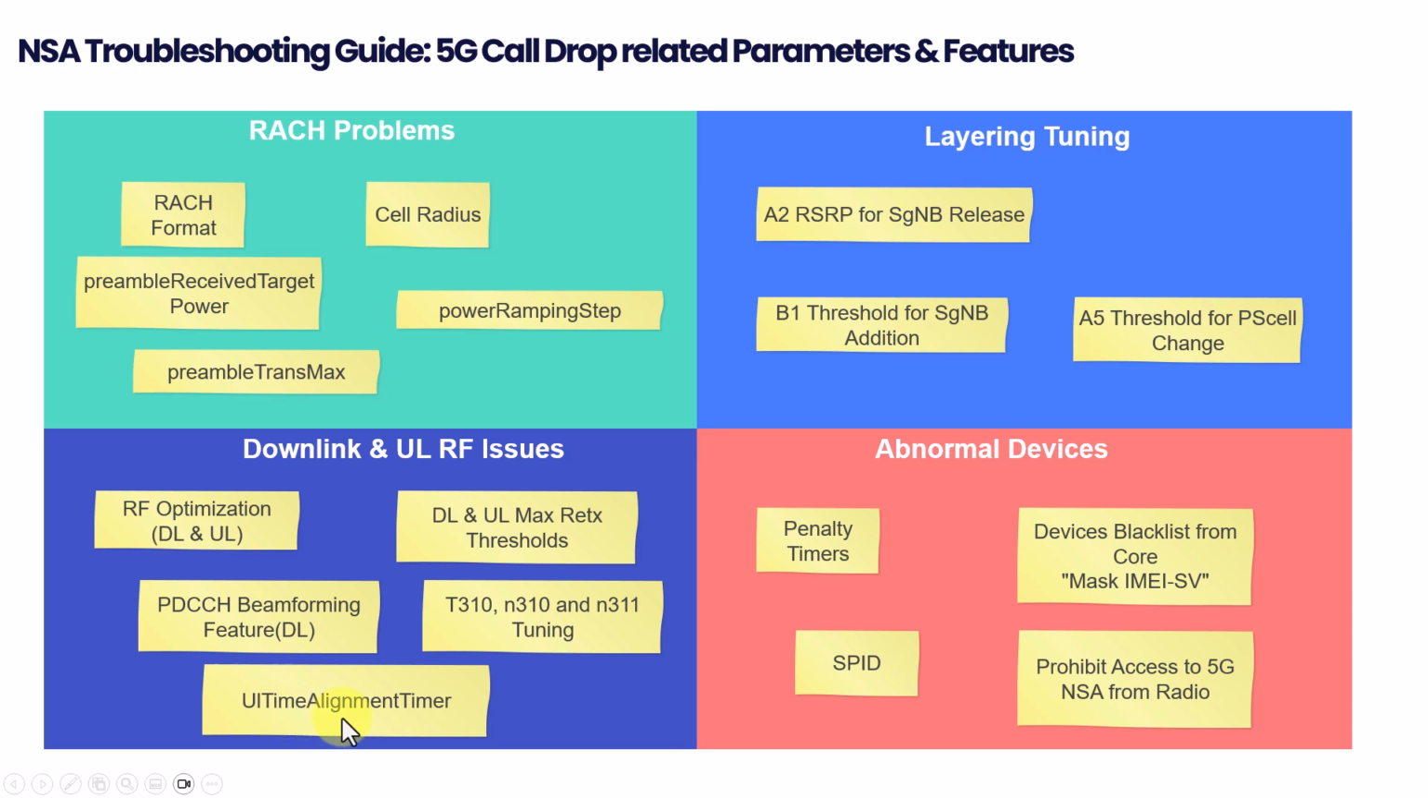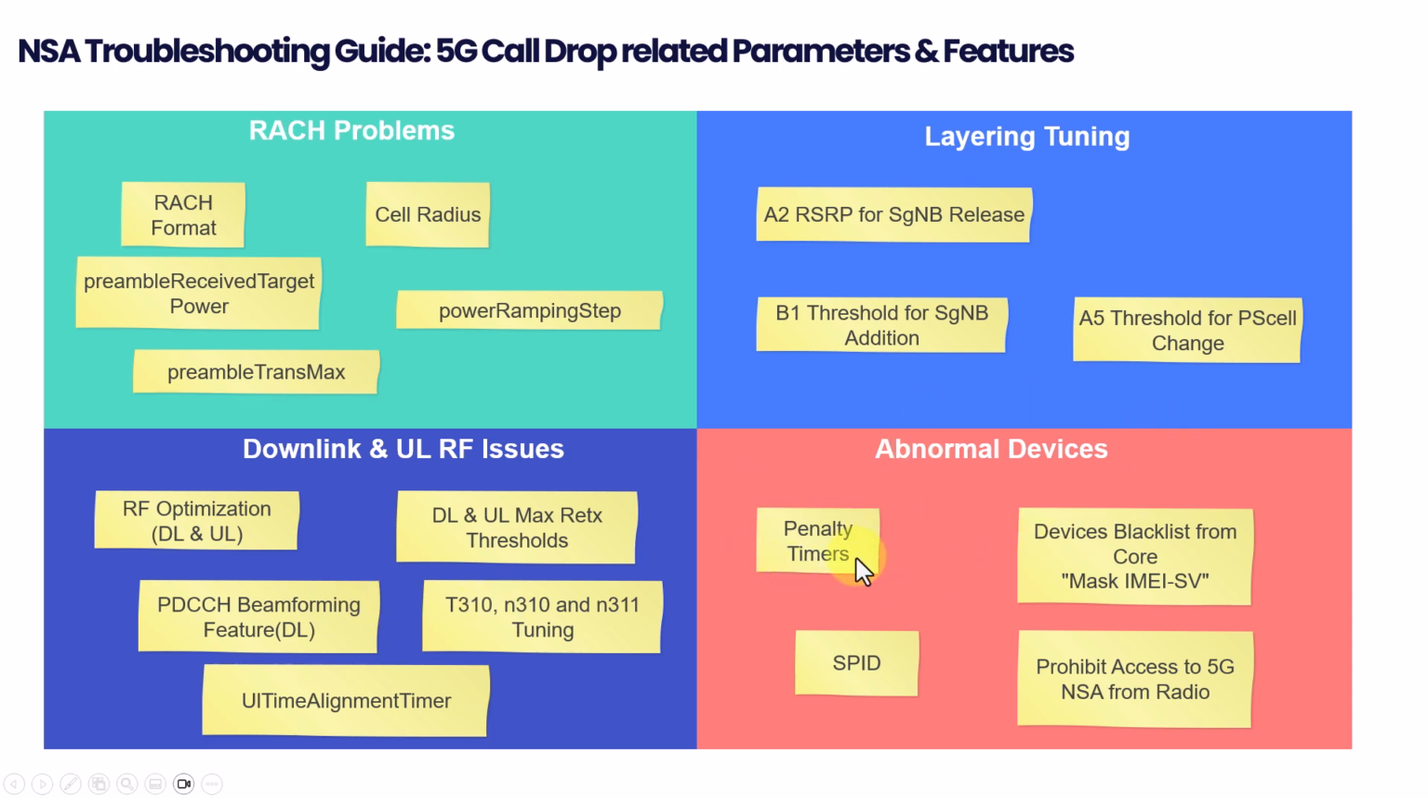Then you have the uplink time alignment timer. This is just to avoid the scenario where you have a drop due to an uplink synchronization issue. For example, as I told you, sometimes you find it set to infinity. You just need to check what the appropriate value is for the network. Then you have the PDCCH beamforming feature, which in general can also improve the causes whenever you have, for example, a high BLER. This feature can improve the quality, and because it's giving beamforming, it can improve the SNR quality. So it can also reduce these causes which are related to T310 expiry, because you will improve the quality.